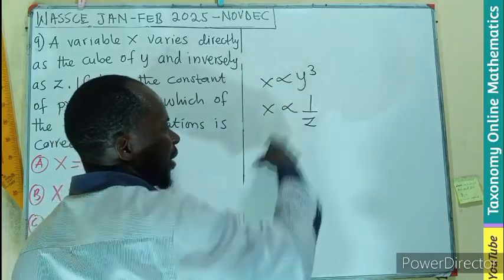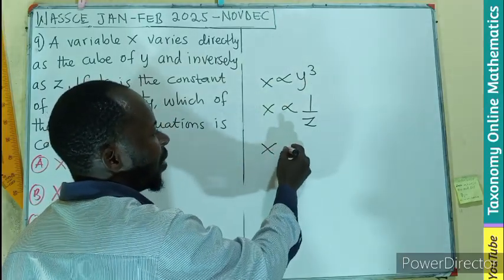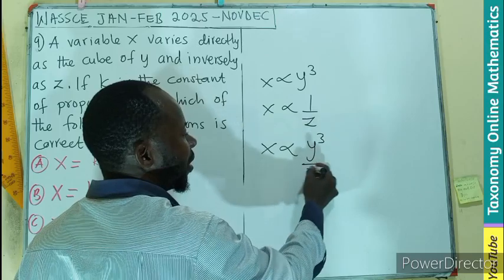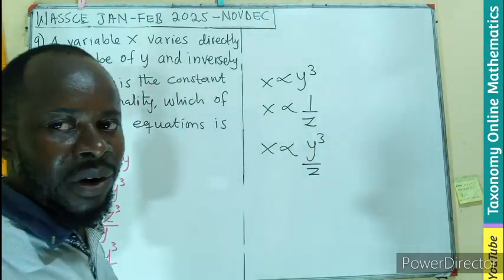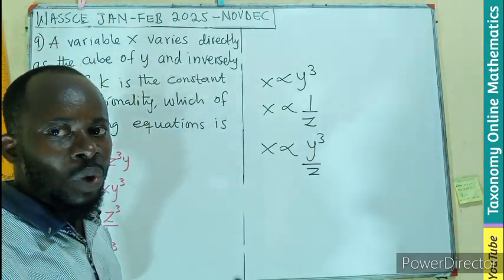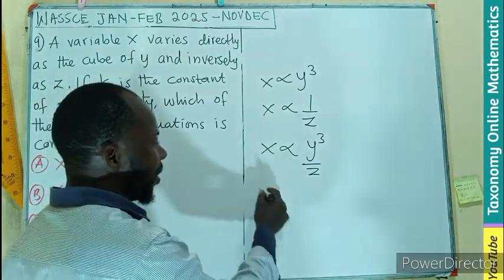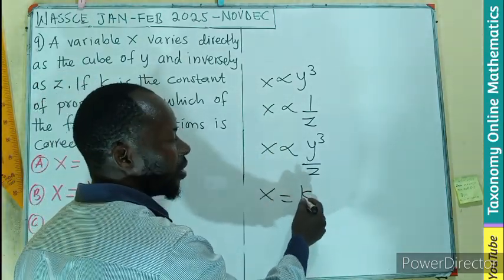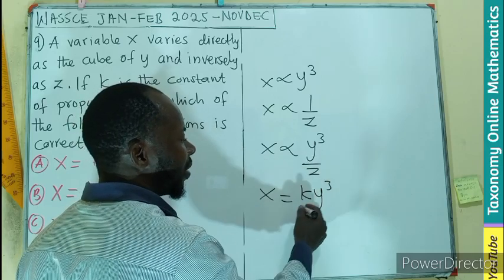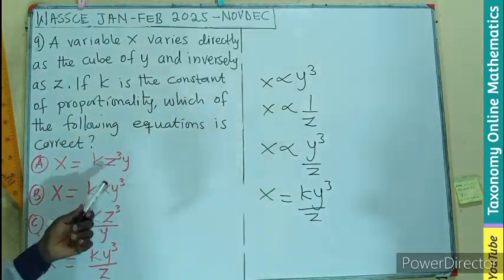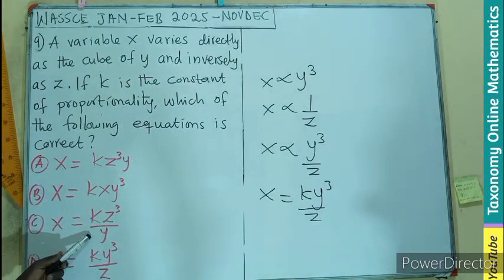So we can combine the two together as x varying as y to the power 3 divided by z. This is the relation. Transforming the relation to an equation, we need to introduce a constant of variation, meaning x equals k multiplying y to the power 3 divided by what? Z. So looking through the options, this is not, y is not.